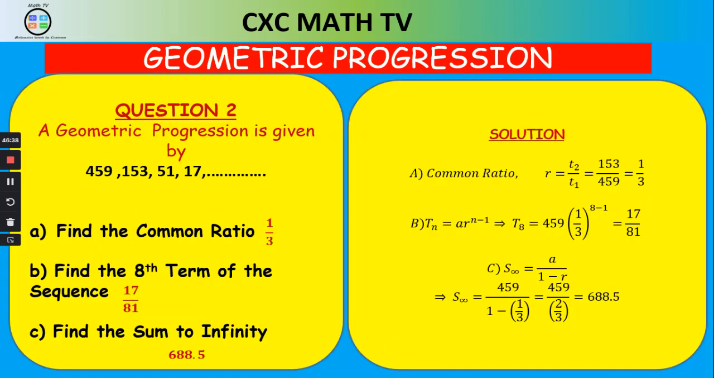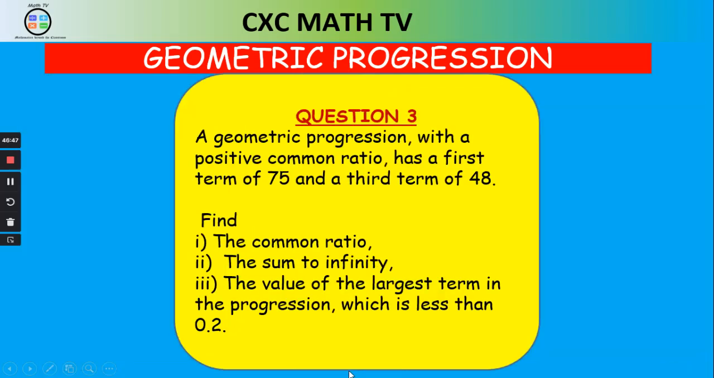The common ratio, the eighth term, the sum to infinity using the necessary formulas. Right? And we're good. This one now, a worded problem, is getting a little more challenging. A geometric progression with a positive common ratio has first term 75 and third term 48. Find the common ratio, the sum to infinity, and the value of the largest term in the progression which is less than 0.2. Pause the video, answer these questions.